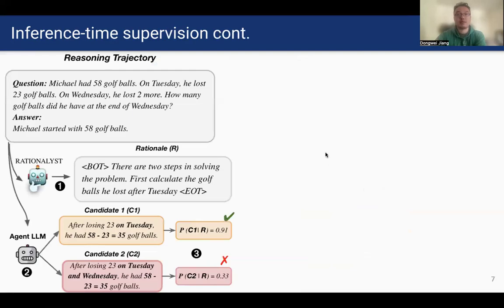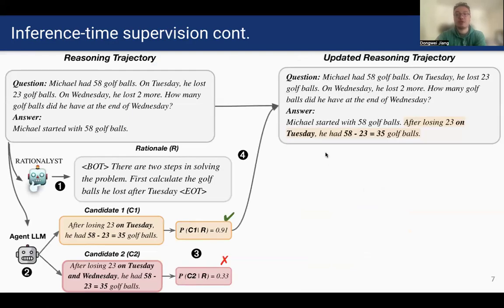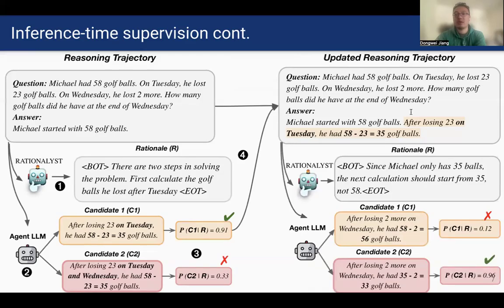This process continues iteratively. We update our reasoning trajectory with the correct step. After that, RATIONALYST generates a new rationale given the updated trajectory. It then guides the selection of the next reasoning step generated by the agent LLM. This iterative process ensures that every reasoning step is guided by appropriate implicit rationales, leading to more accurate final answers.